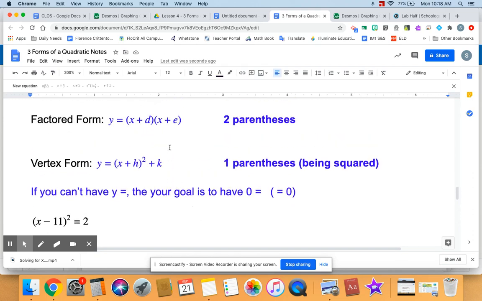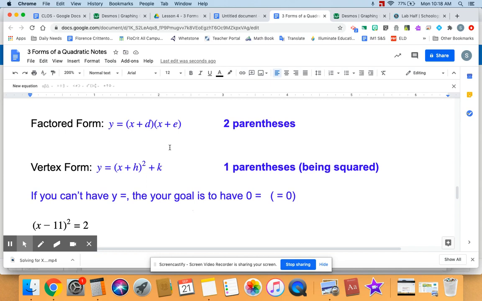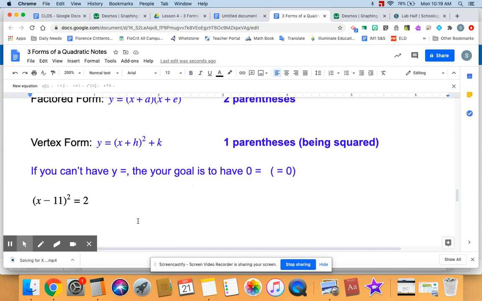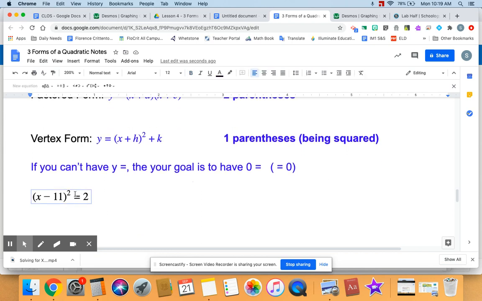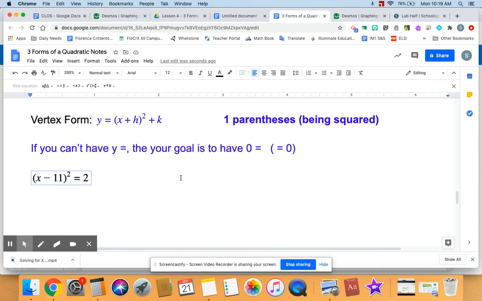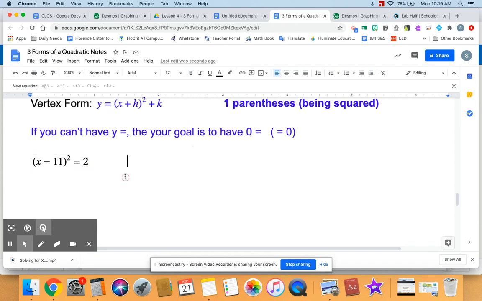Okay, for this example, does it have any parentheses? Yes, it has 1, and it is being squared, which means we're in what form? It's almost in vertex form, except it says equals 2, and it should either say equals y or 0, but since there's a number there, it's going to say equals 0. So to make that 2 become a 0, what do I do? I minus the 2 away to this side. This will cancel and become 0.